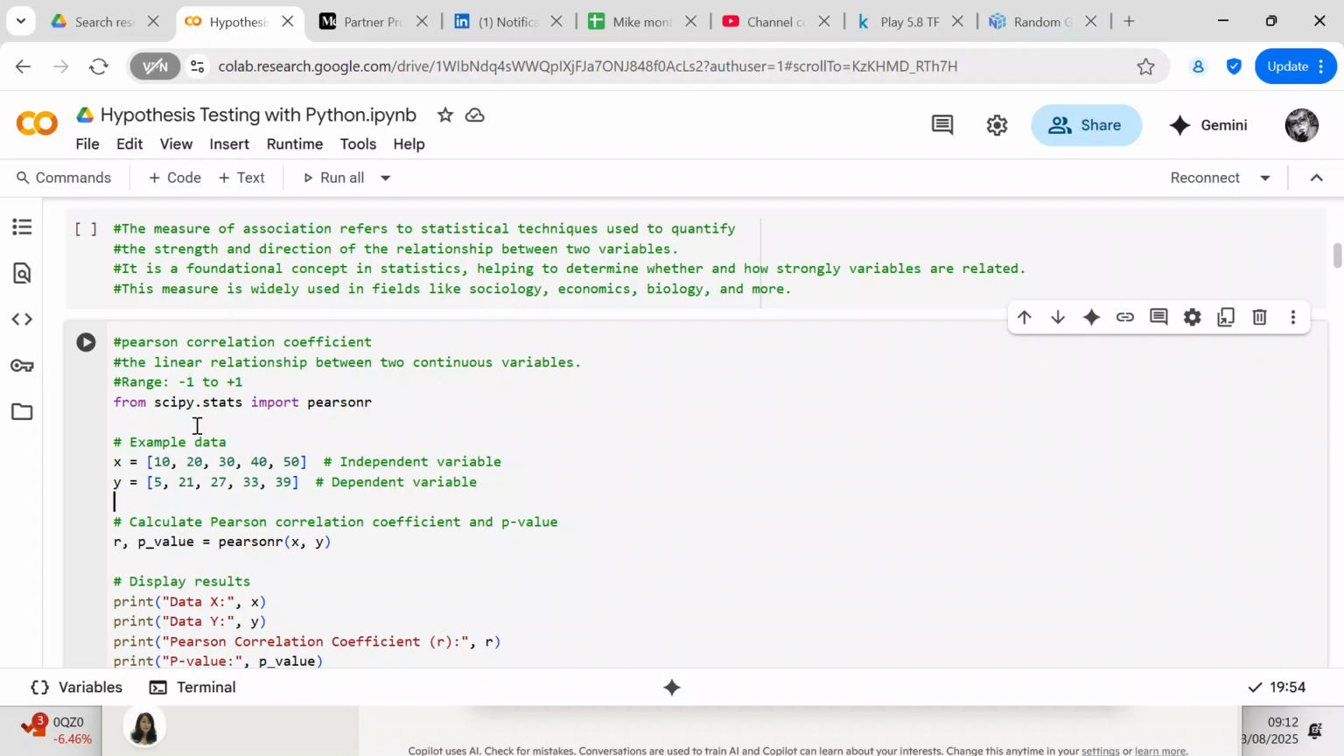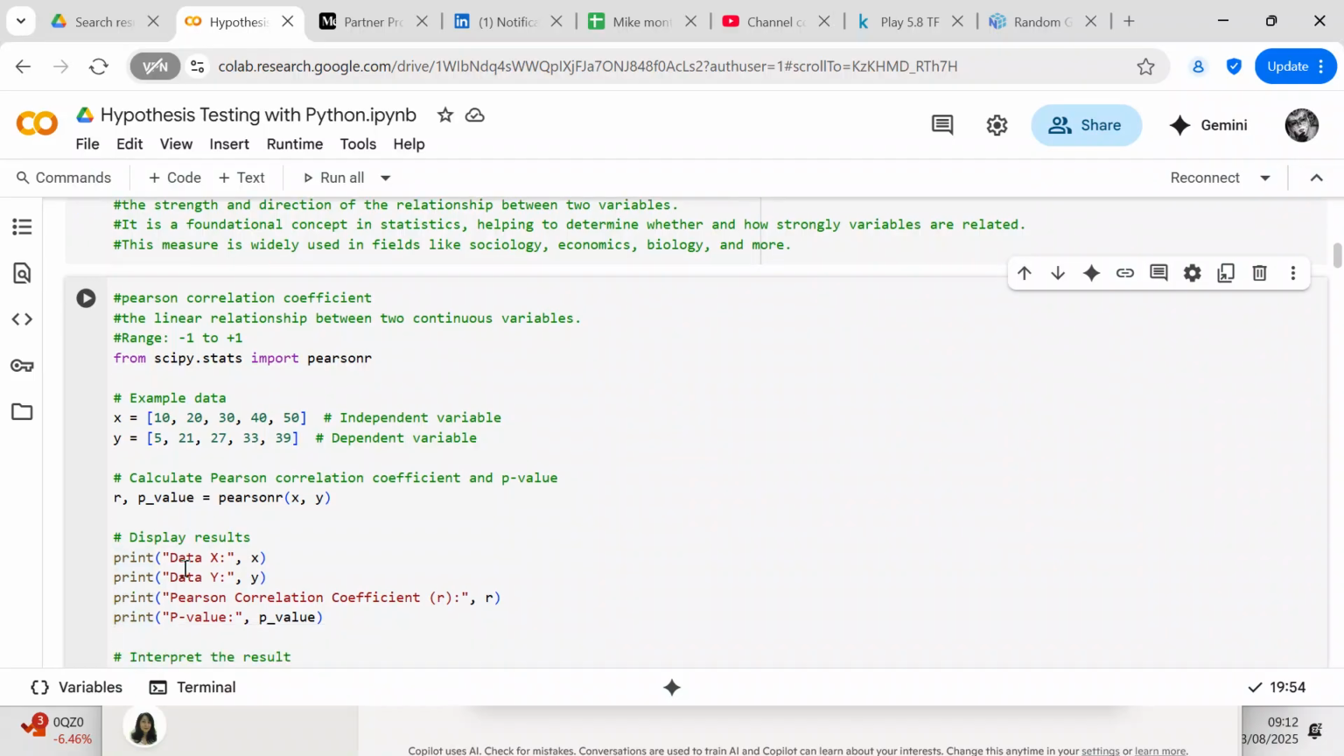So what we're going to do is create some synthetic data. Our x variable, which is our independent variable, is a list of numbers 10, 20, 30, 40, 50. And our y variable, which is the dependent variable, is a list of numbers 5, 21, 27, 33, and 39. And now we're going to calculate the Pearson's correlation coefficient and p-value. So r, p-value equals pearsonr(x, y).